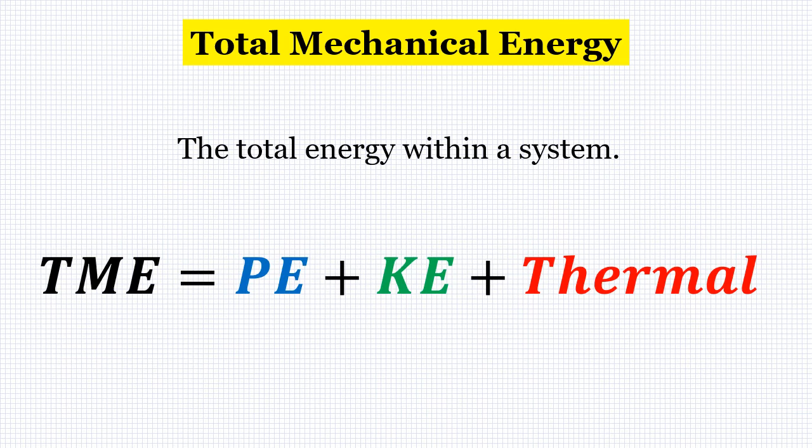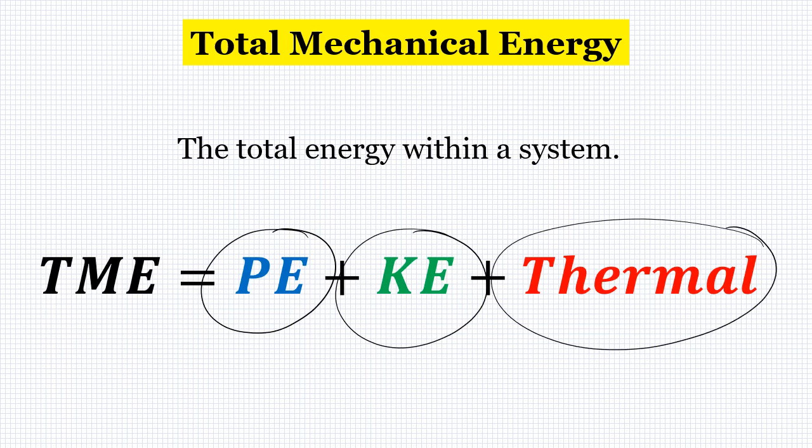This is going to be the sum of our potential energy, our kinetic energy, and our thermal energy. And those are the types of energy that you need to know for our unit on energy.